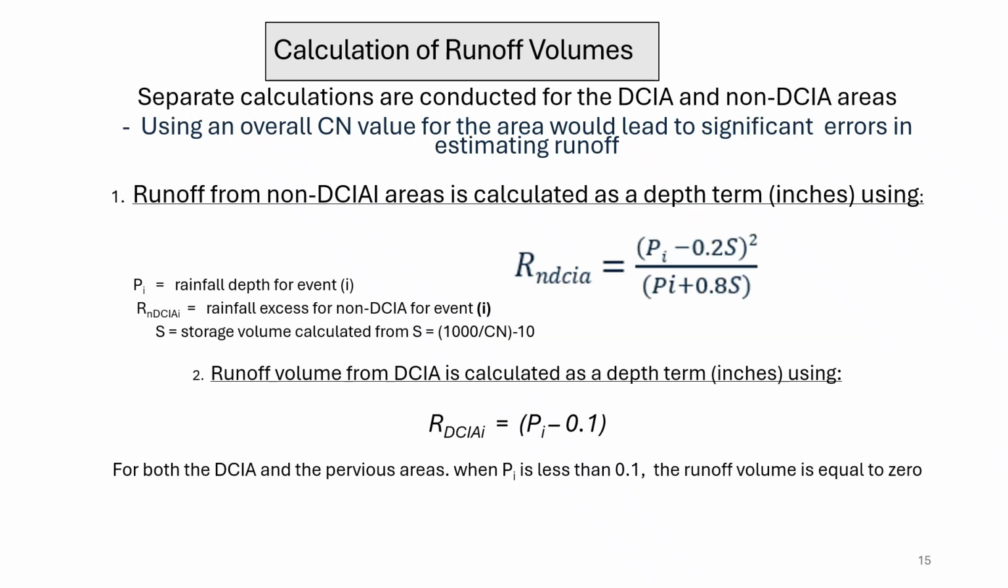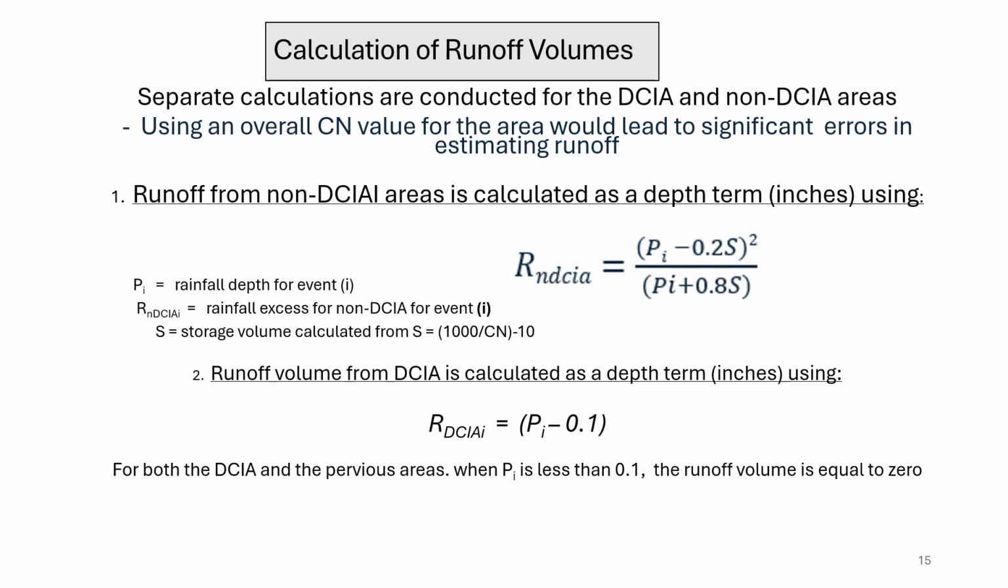When calculating runoff volumes, it's crucial to perform separate calculations for the directly connected impervious areas, or DCIA, and the non-DCIA areas, which are typically pervious. Attempting to use a single overall curve number, or CN value, for the entire area would introduce significant errors into your runoff estimates. For runoff from non-DCIA areas, which are the pervious surfaces, the calculation yields a depth term in inches. This calculation incorporates Pi, which represents the rainfall depth for a specific event, and RNDCIAi, which is the rainfall excess for the non-DCIA area for that event.